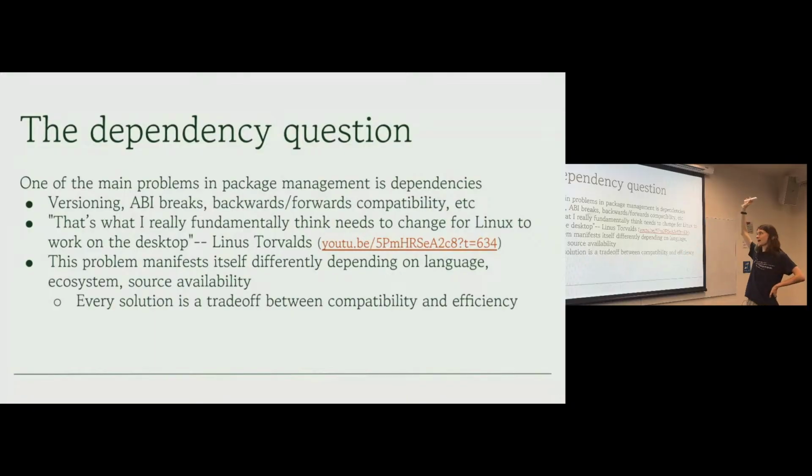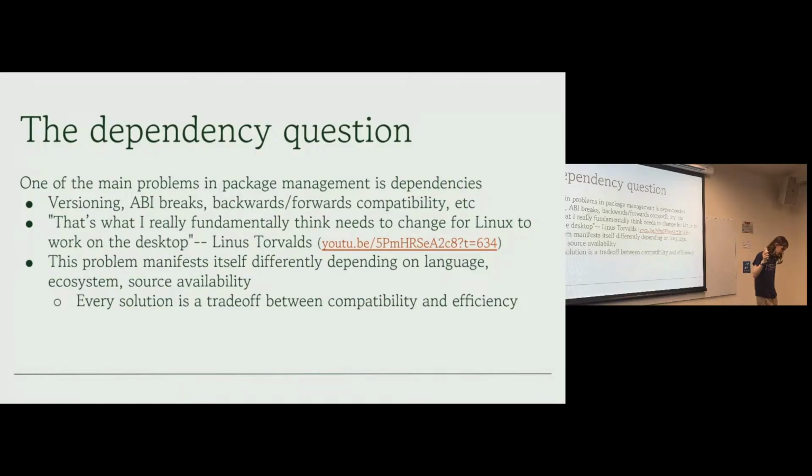The dependency question. One of the main problems in package management is dependencies. You know, you've got your versions, your ABI breaks, backwards and forwards compatibility, etc. Linus Torvalds said, that's what I fundamentally really think needs to change for Linux to work on the desktop. He talked about how Valve was going to solve it. Spoiler alert, Valve didn't solve it. This problem does manifest itself differently depending on your language, your ecosystem, the availability of source, and each solution is a trade-off between compatibility and efficiency.